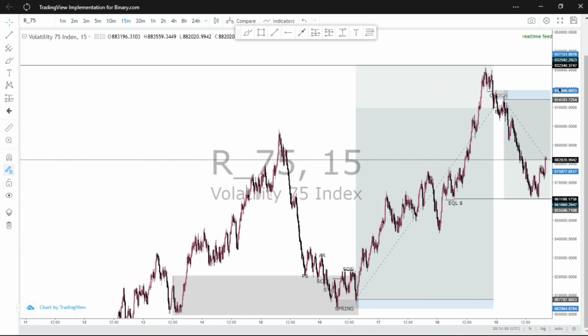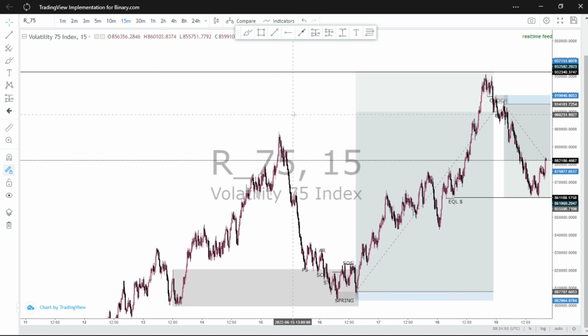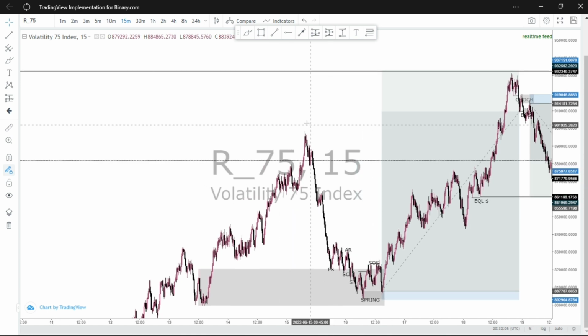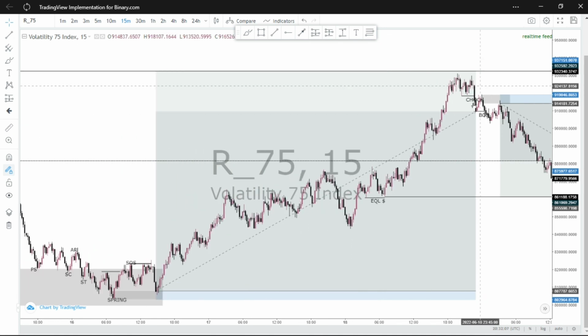But as I did speak in the previous videos, I do take partials along the way. So up until here, until this break of structure here, I had already taken out 80% of the lots that I used. So it was just 20% running, which I did close after this change of character here, right?